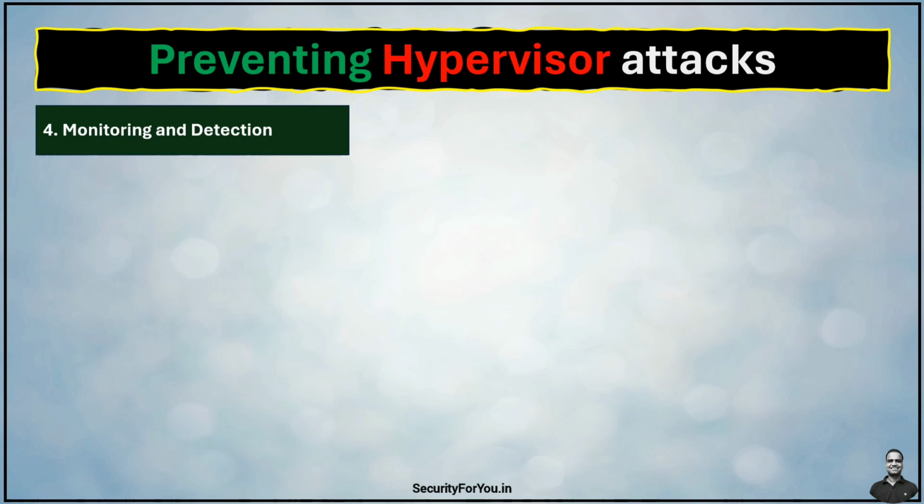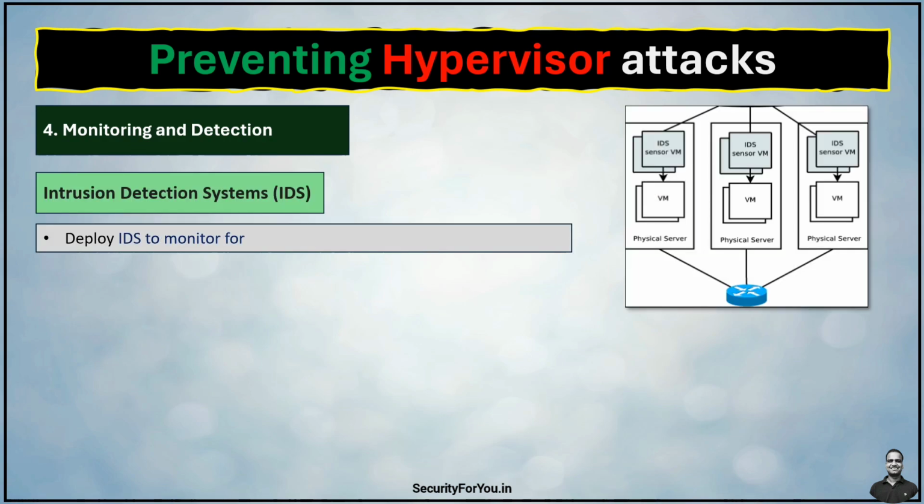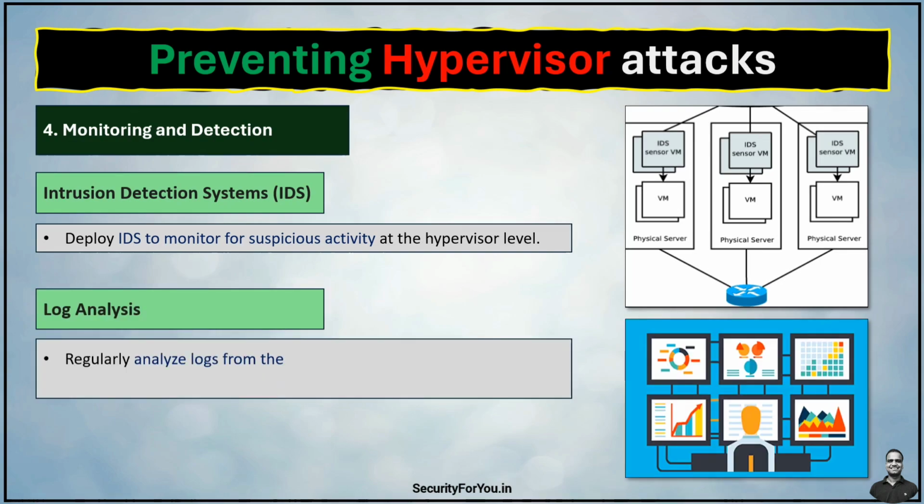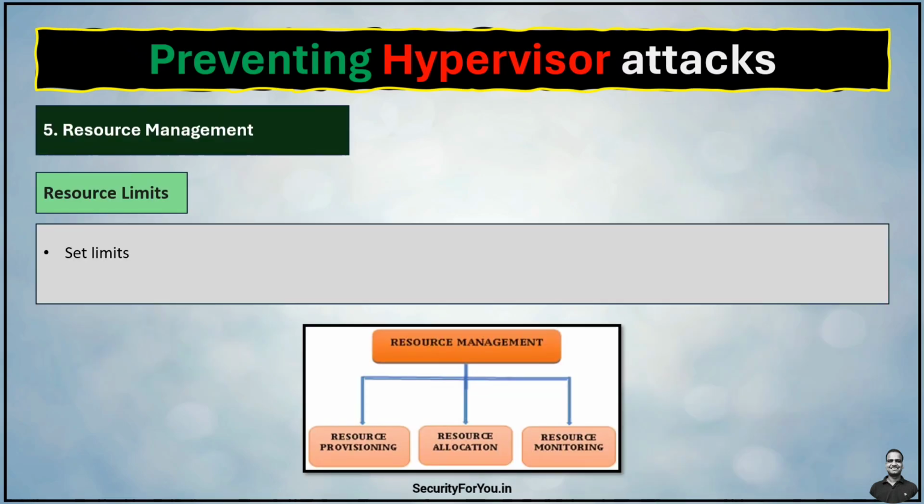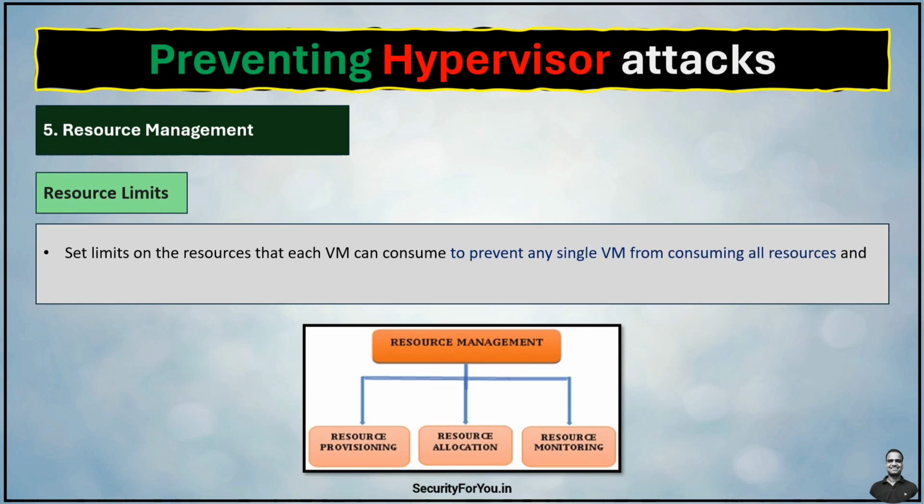Monitoring and detection. Deploy intrusion detection systems to monitor for suspicious activity at the hypervisor level, and regularly analyze logs from the hypervisor and virtual machines to detect unusual patterns or potential attack indicators. Resource management. Set limits on the resources that each virtual machine can consume to prevent any single virtual machine from consuming all resources and potentially causing a denial of service condition, right?